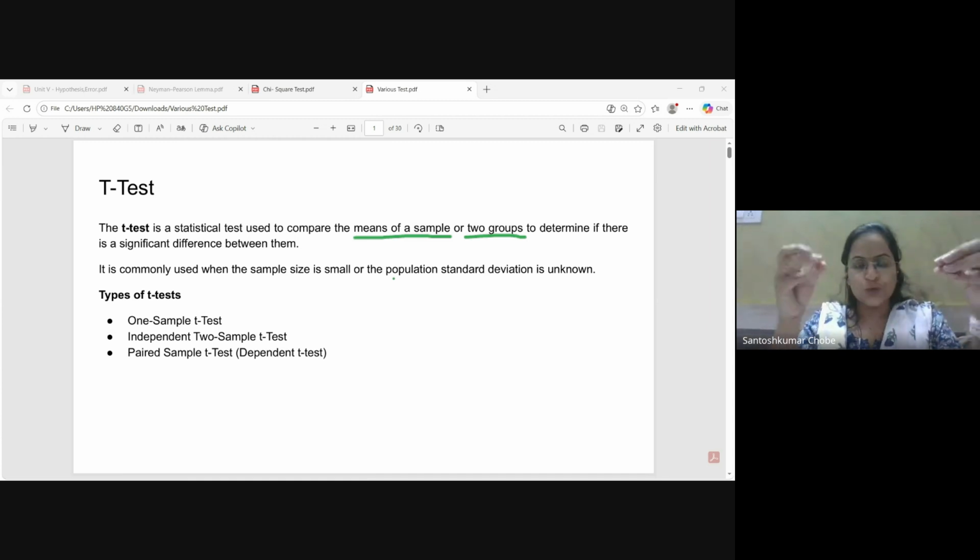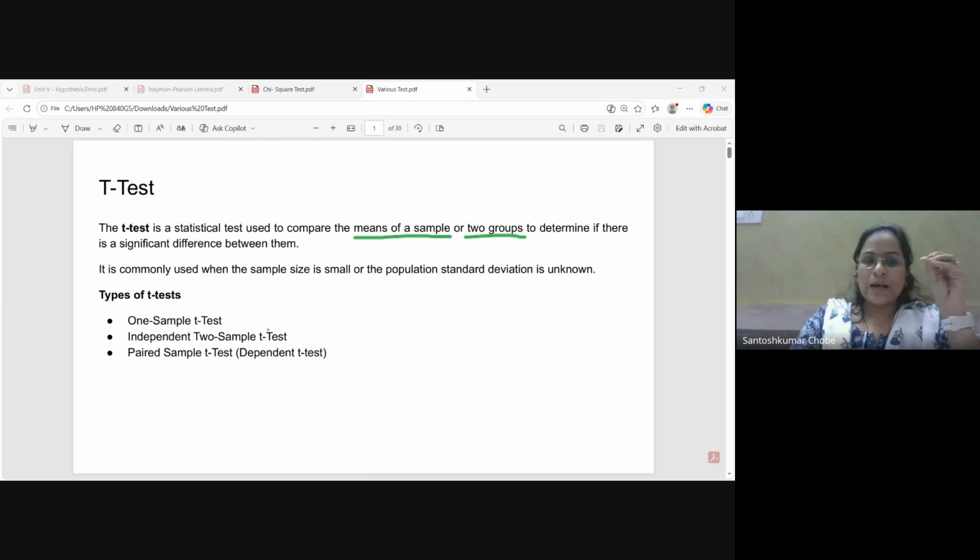So what I am supposed to do is calculate the mean of the nut bolts which are produced in the night, and the mean of the nut bolts produced in the daytime. I will compare these two means, and whatever value I get, I will say whether these two samples have a significant difference or no difference, correct? This is commonly used when the sample size is small or the population standard deviation is unknown.